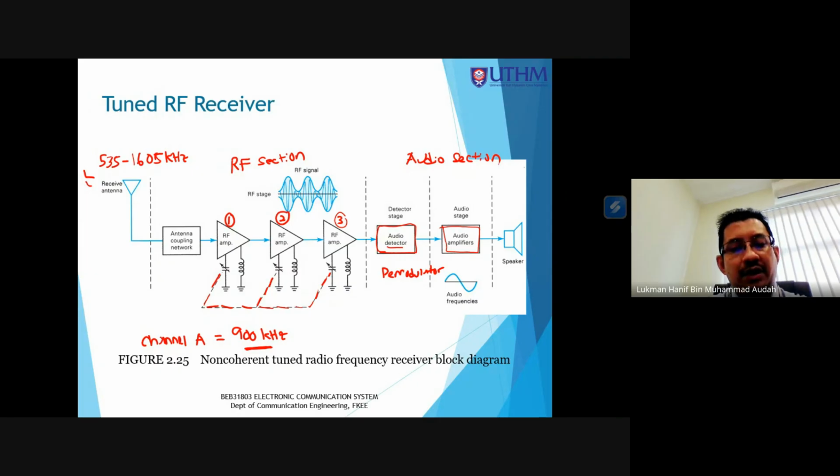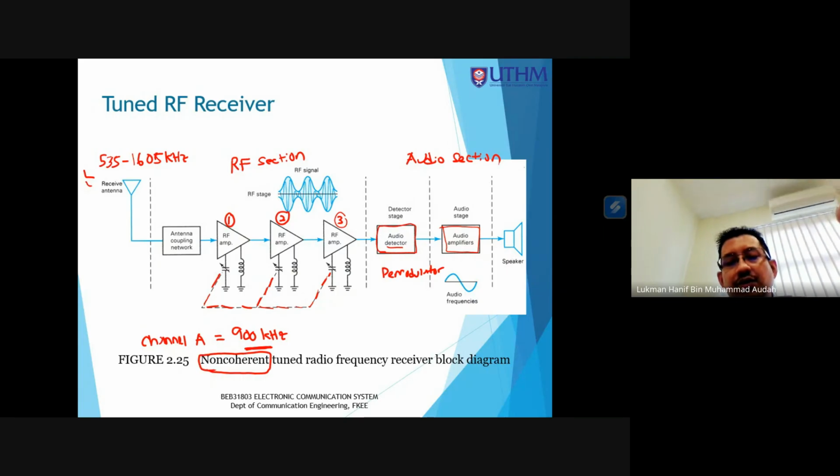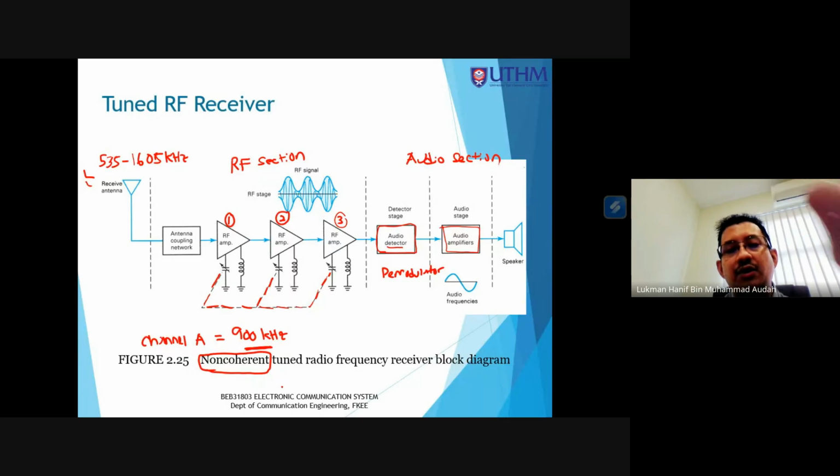You also see the word non-coherent. Non-coherent means that we are not using the carrier frequency properties for the demodulation process. In this receiver, we are not injecting additional frequencies into the system. So non-coherent in this scenario means that we are not using the carrier frequency to do the demodulation. Okay.